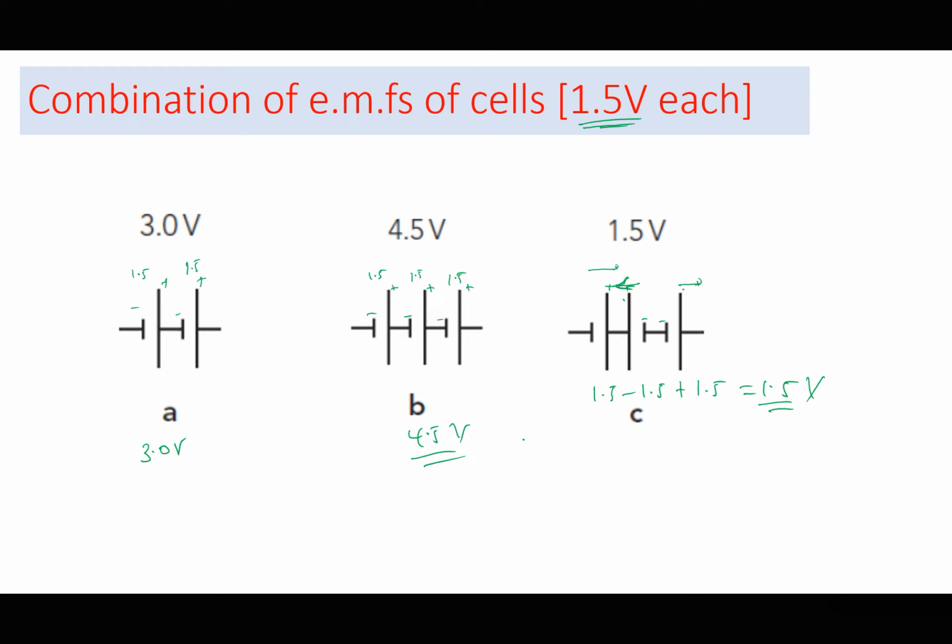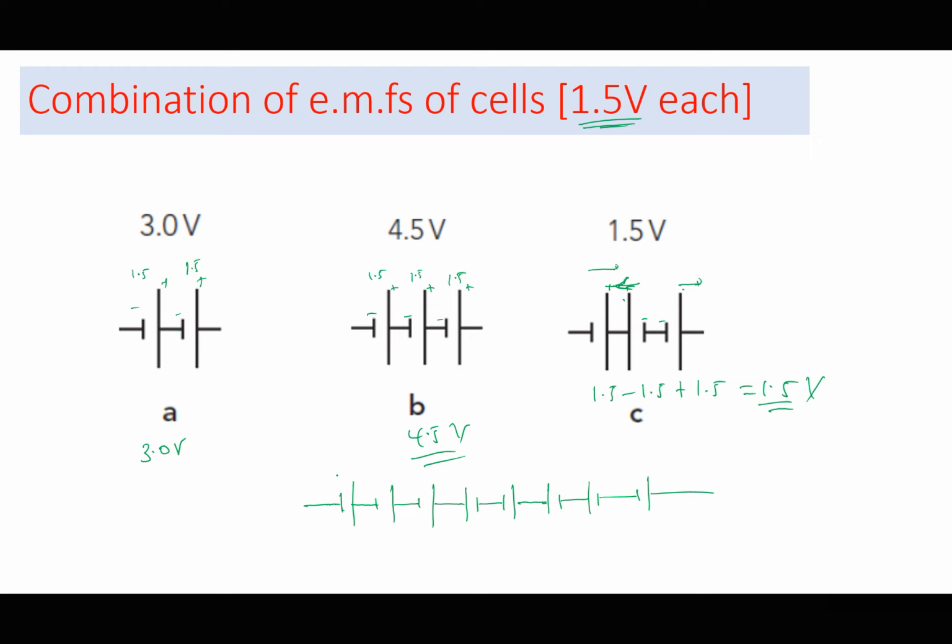So look at the combination of the cells very carefully. I will add one example here. Let's have cells 1, 2, 3, 4, 5, 6, 7, 8. So let's have these 8 cells joined like this.